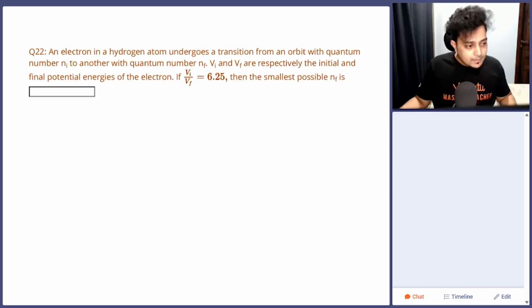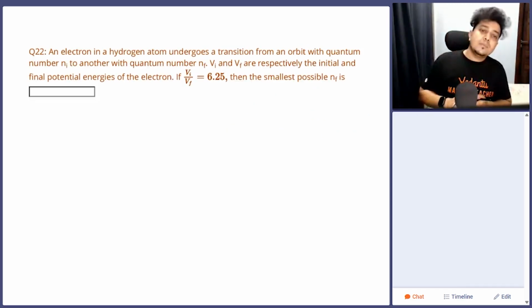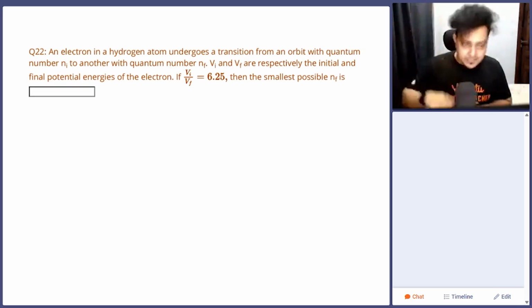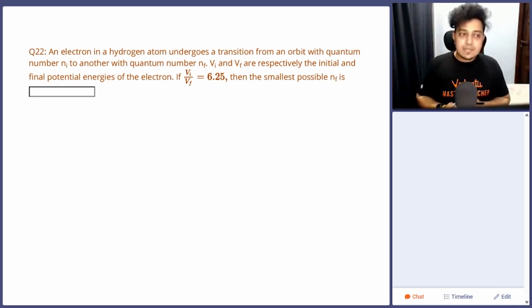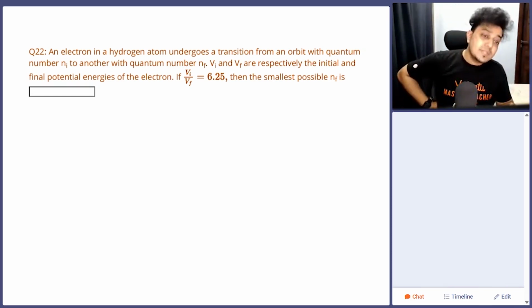Sorted. Now, moving on to the next question. An electron in hydrogen atom undergoes a transition from an orbit with quantum number ni to another quantum number nf. Vi and Vf are the initial and final potential energies of the electron, and Vi by Vf is equal to 6.25. Then the smallest possible nf is equal to.